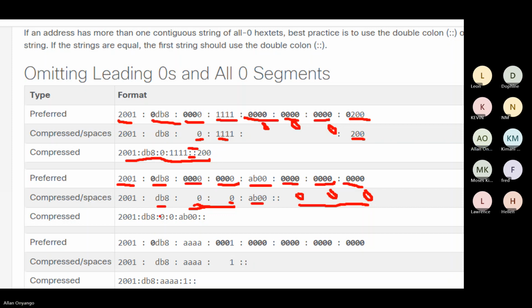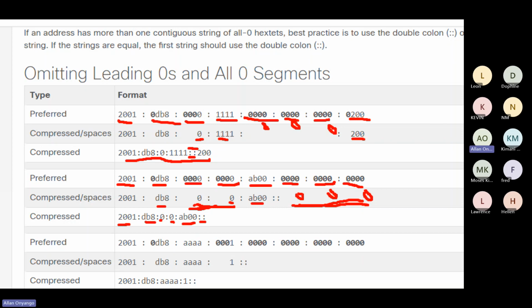And that's why we have to retain these two zeros by saying 2001, colon DB8, colon 0, colon 0, colon AB00, then you put a double colon there. It represents all the three zeros there. Choose whichever part you want to put it, okay?